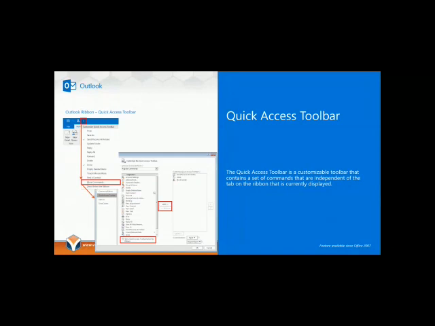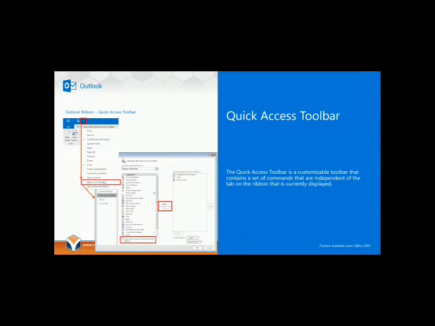So the quick access toolbar is a customizable toolbar that contains a set of commands that are really independent of the tab. We talked about those contextualized tabs and how they change regardless of where you're at and what you're doing. This is a toolbar that you can build and customize for yourself that stays the same regardless of where you are. You can move the quick access toolbar to one of two possible locations. You can add buttons that represent the different commands you would use. In the example they've got here, you've got print, save as, send and receive all folders, update folder, and so on.